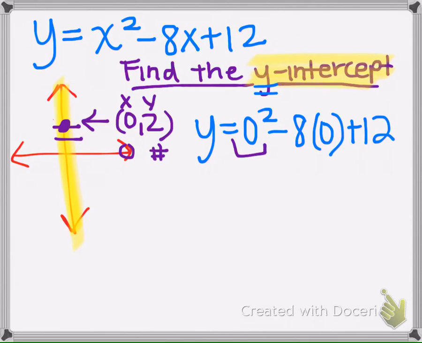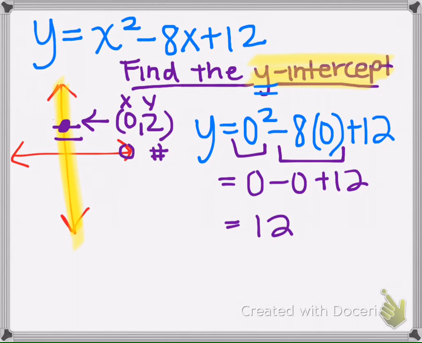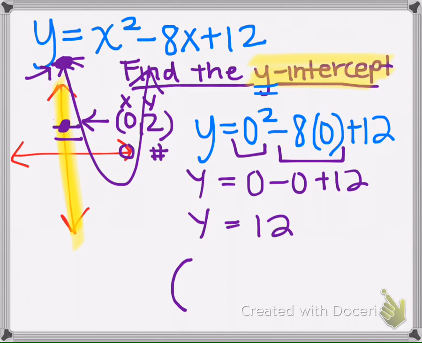So then 0 squared is 0, negative 8 times 0 is 0, and then we're just left with 12. So y is 12. So that means it's going to cross somewhere up here. When the graph crosses, whoops, let's take that back. Maybe it's something like that, and it's going to cross up here. The y-intercept is going to be 12 up there. So our answer is, when we plugged in 0 for x, the y is 12. So that is our y-intercept.